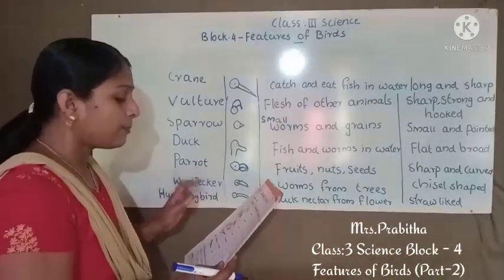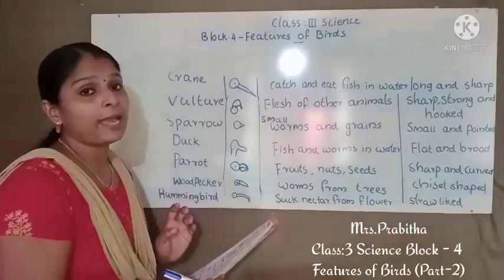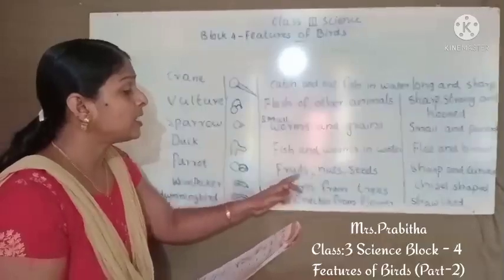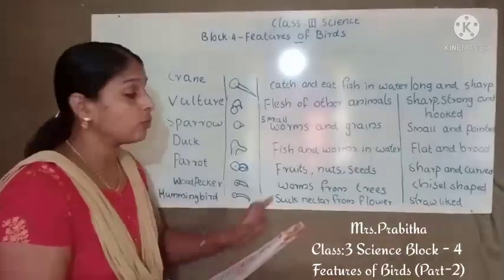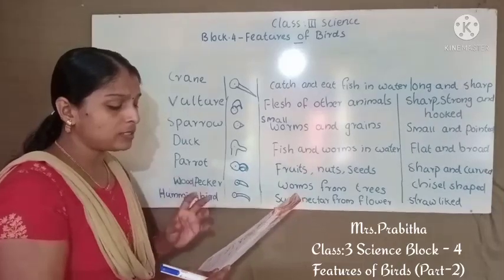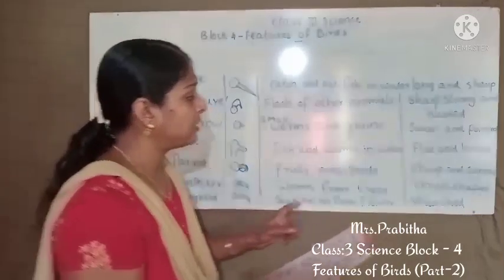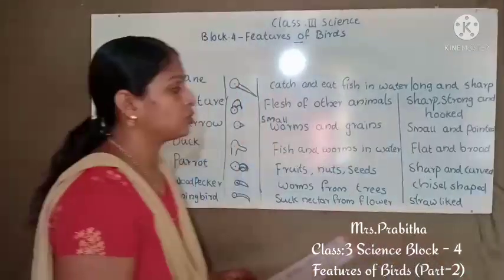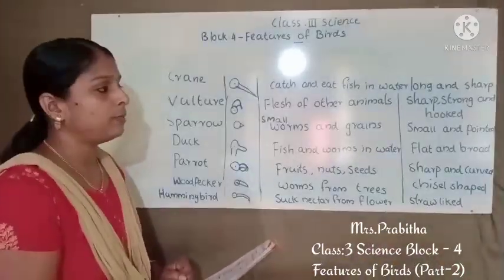Next picture, it is parrot. Yes, what do these parrots eat? Yes, fruits, nuts and seeds. Then how does it look? Yes, the parrot has a sharp and curved beak. Sharp and curved beak. Okay.